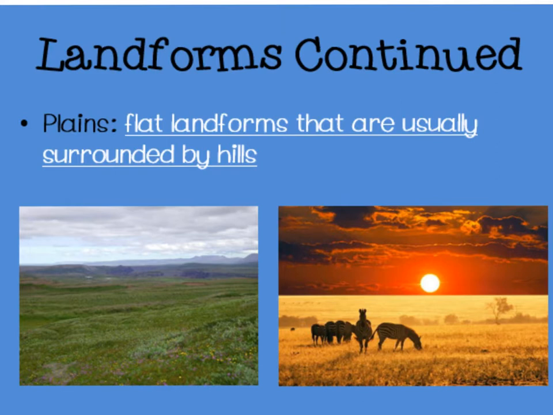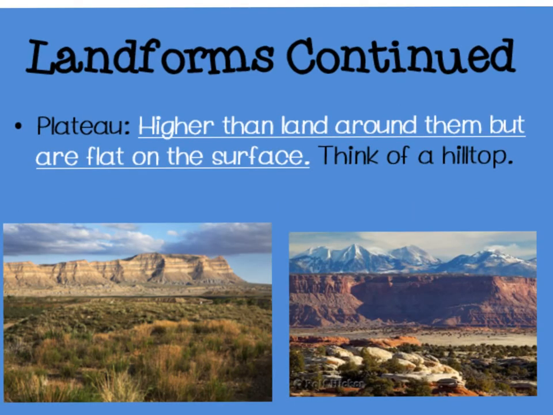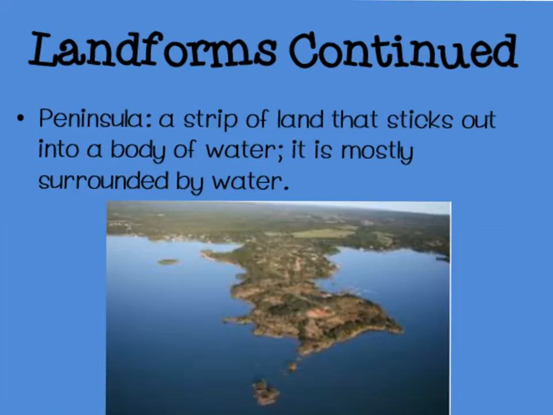A plain is a flat landform that is usually surrounded by hills. A plateau is higher than the land around it but is flat on the surface, kind of like a hilltop.